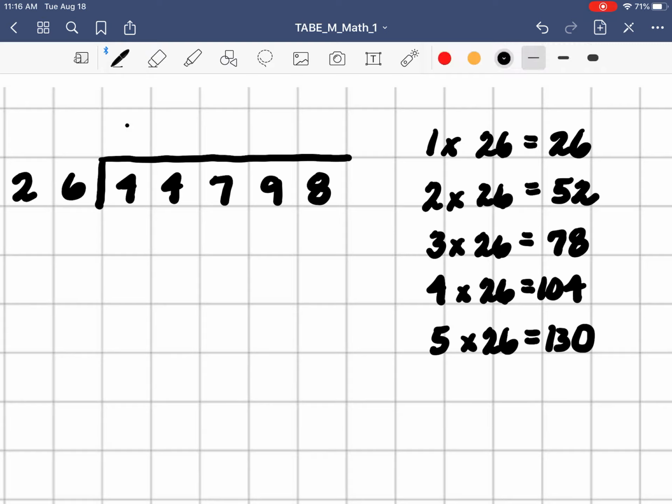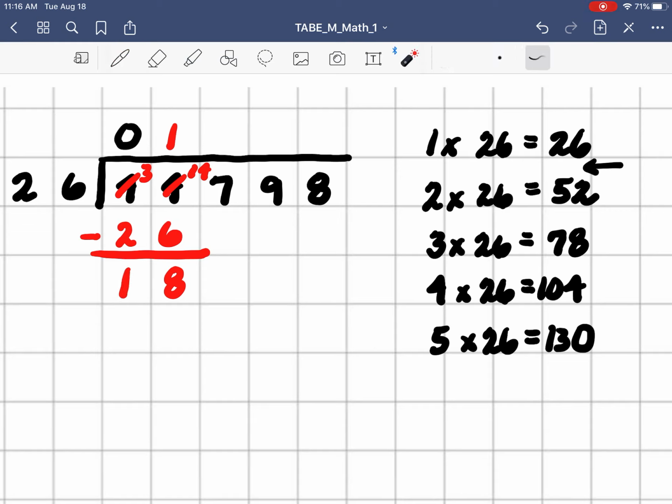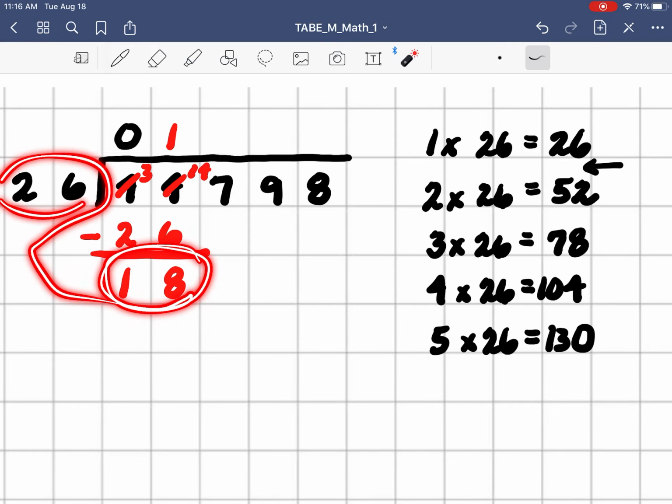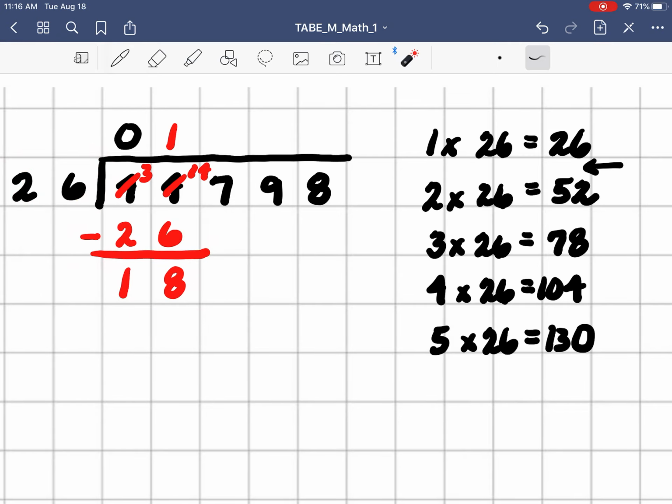Okay, 26 into 4 cannot happen. 26 into 44 absolutely can happen. It goes one time. So 26, we do need to borrow on this one and be very careful. 14 minus 6 is 8, but don't forget that 3 minus 2, that's not a 0 this time. It's a 1. As long as this number is smaller than this number, we're okay.